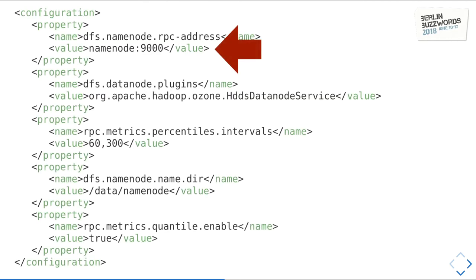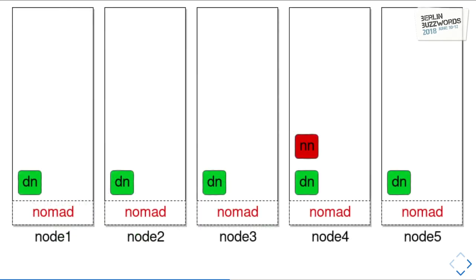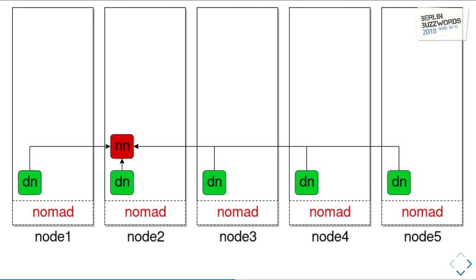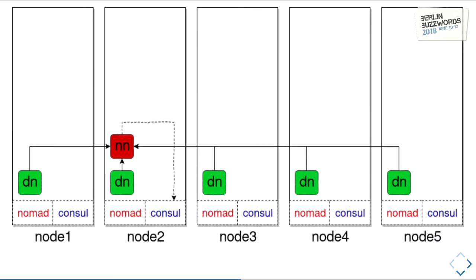Okay, but still there is another problem, because that was our good old configuration, and here I have a host name. So what should be written here? What is the host of the name node? Well, I don't know, because the name node, this red container, will be scheduled somewhere. So it could be node 4 or node 2. Who knows? So we need some kind of service discovery, because we need to configure the data nodes to access the name nodes. OK, what can we do?